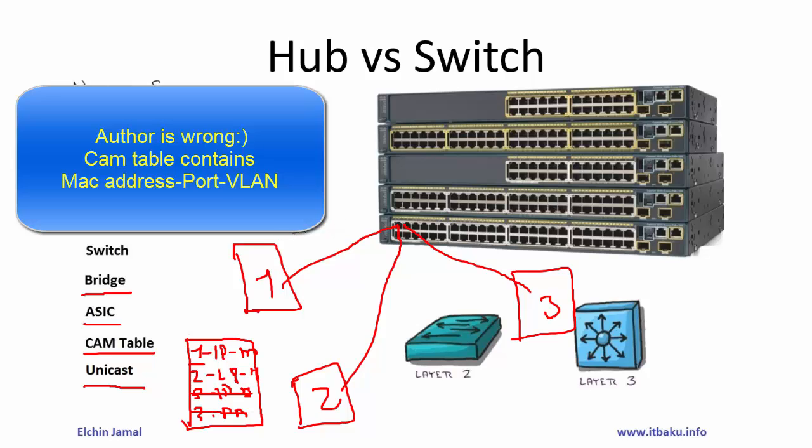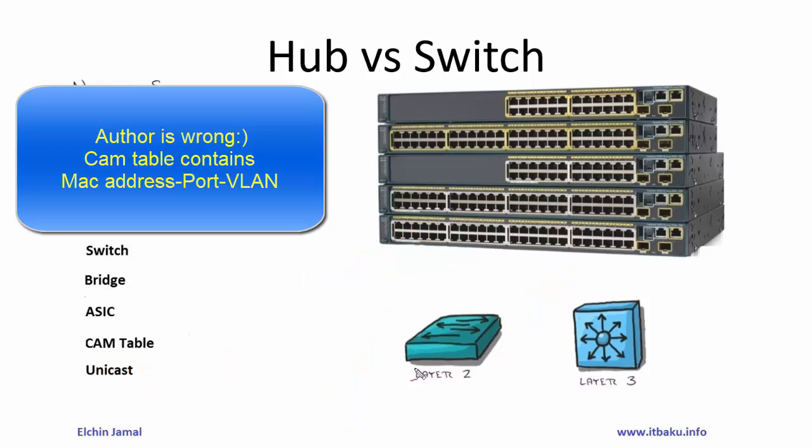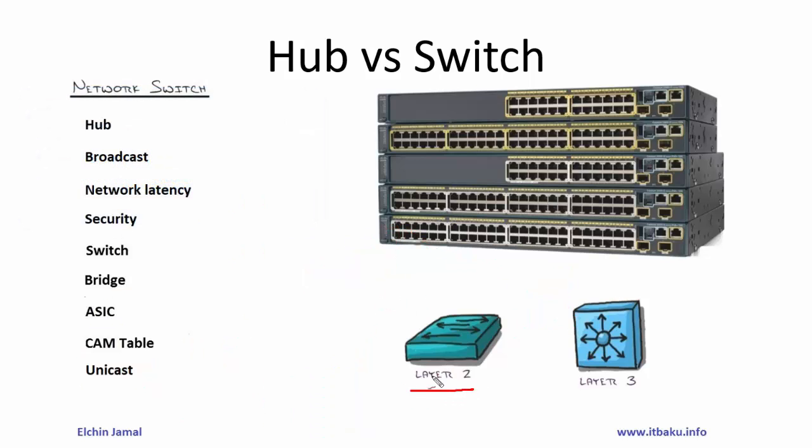Also, there are two layers of switches: layer 2 switches and layer 3 switches. Layer 2 switches work with MAC addresses of devices. We'll go through the OSI model in our future lessons, and I'll explain deeply what layers mean and so on. Layer 2 switches work only with hardware, with MAC addresses of devices.